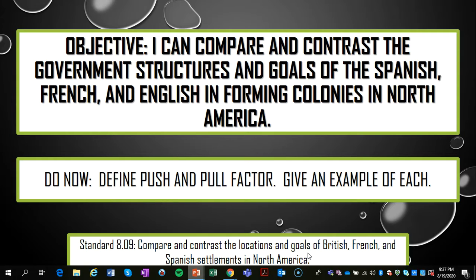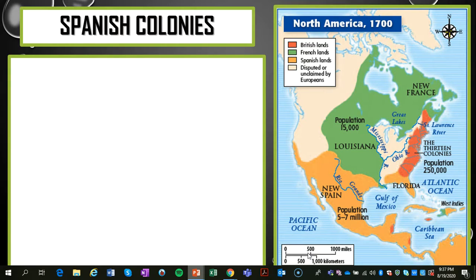So let's move on to looking at these three different colonies, European colonies throughout North America. We'll start with the Spanish colonies. But first, before we even get into that, let's look at this map. When we look at these maps, we should be looking at the title. It states North America in the year 1700.